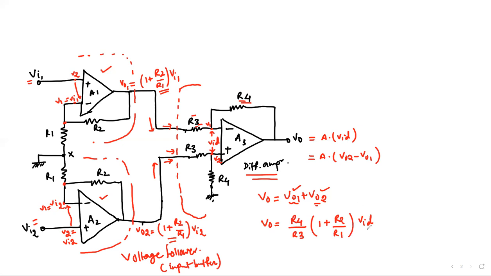So we can see that we can simplify this analysis. From the previous module, we can refer to how this equation came about, because we know that R4/R3 multiplied by VID is the gain of the differential amplifier, and this additional gain 1 + R2/R1 comes because of the input voltage follower stages. So this whole circuit is termed an instrumentation amplifier.